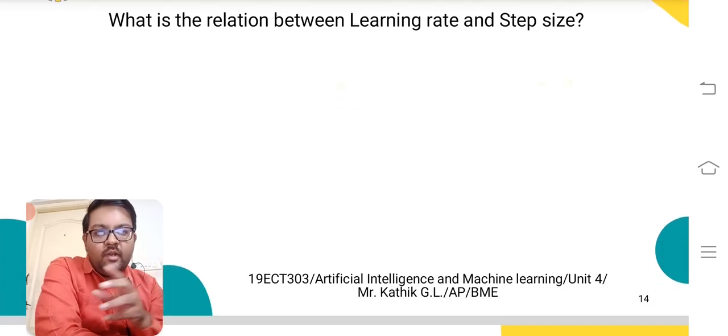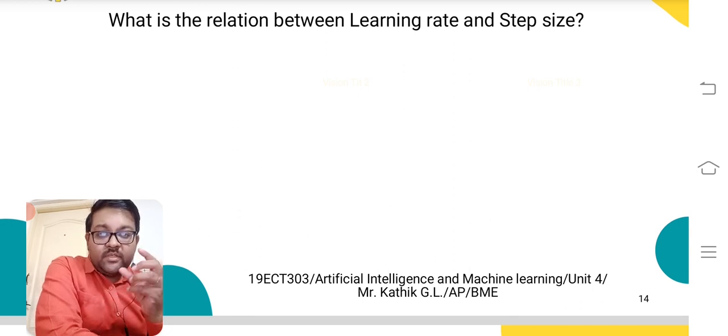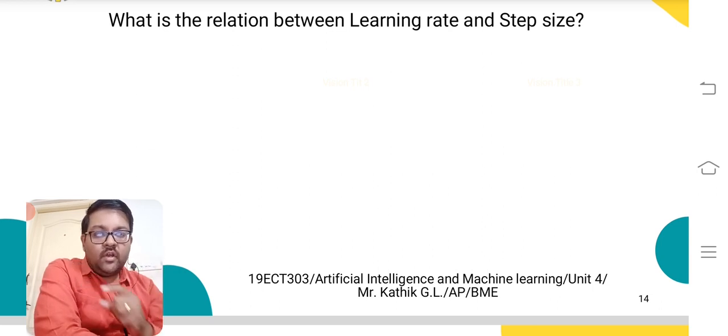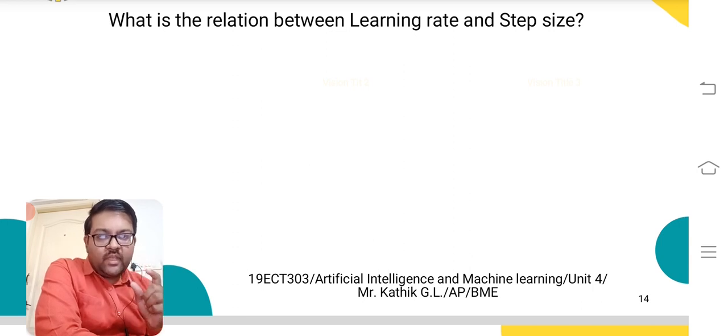What is the relation between learning rate and step size? The step size indicates the learning rate, right? At what steps are we able to reach that minimum point? How many steps does it take to reach the minimum point in the curve of the graph of weights versus loss? So using the step size, we can calculate the learning rate. Based on the learning rate, the step size will change.